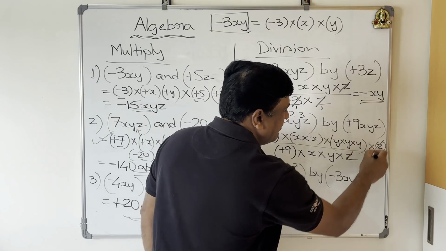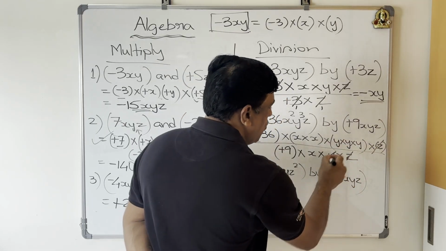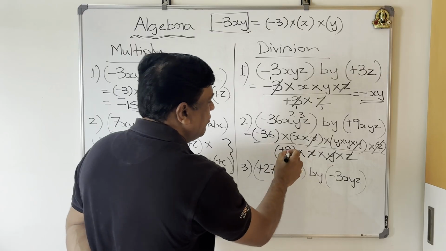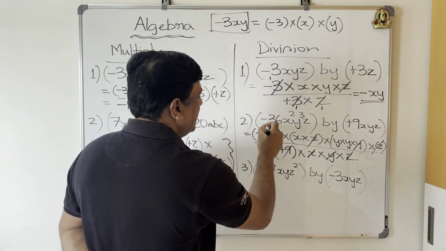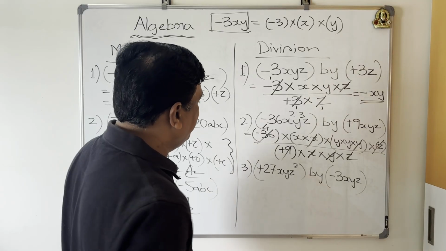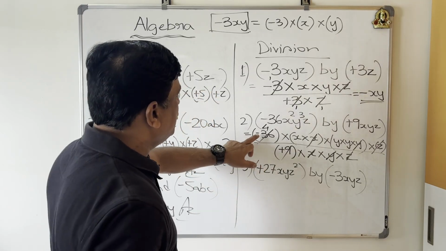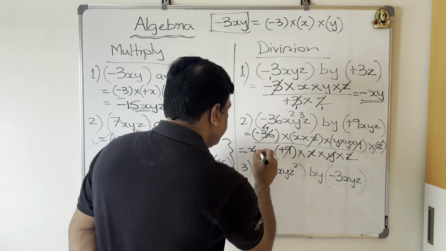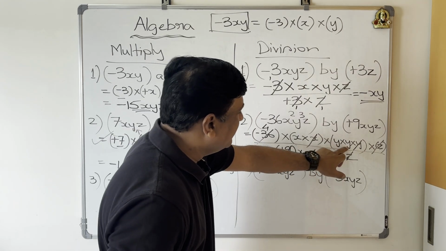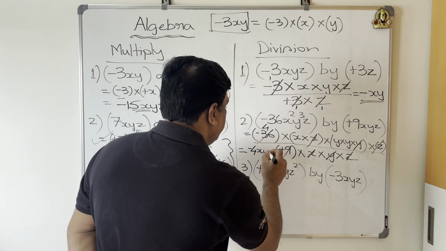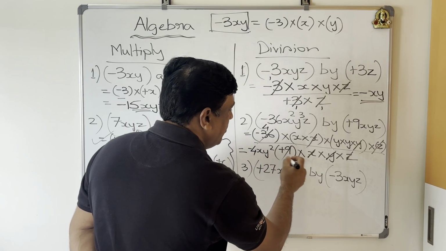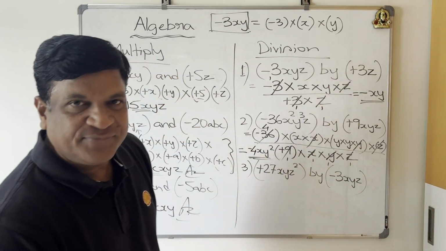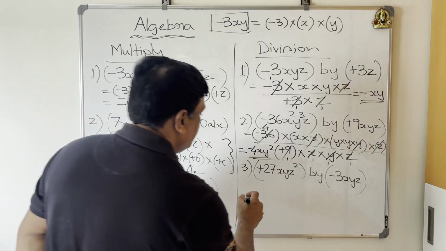So 1 z is gone, z cancels out, 1 y cancels out, 1 x cancels out, and you have a 9 over here. 9 times 4 is 36. So what are you left with? You are left with a -4, put it here, -4. And what are you left with there? x. And here it is 2 y's left, so you are left with y square. And in the denominator? Nothing. This is 1, this is 1, this is 1, this is 1. So this should be your answer. Okay? Understood? So let's do the last one and wrap it up.